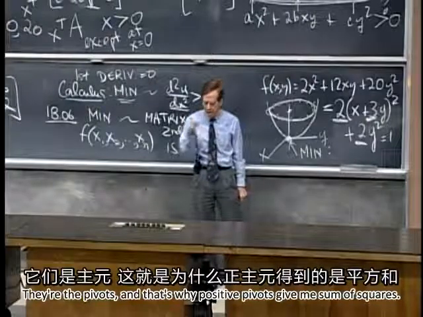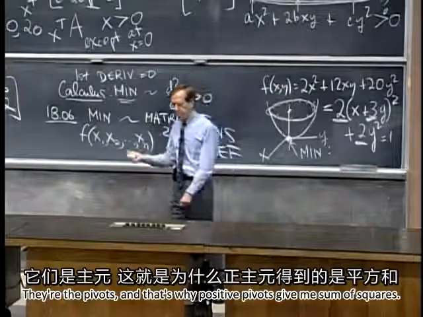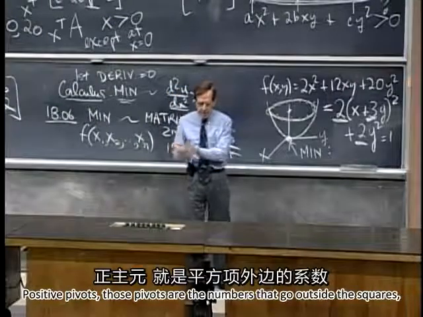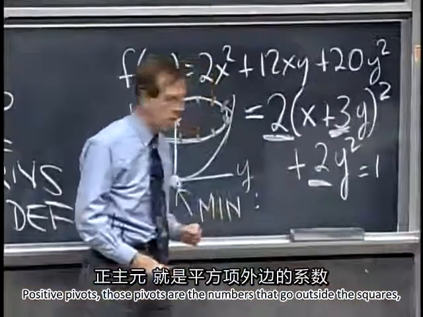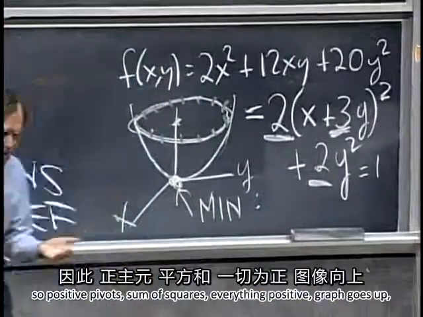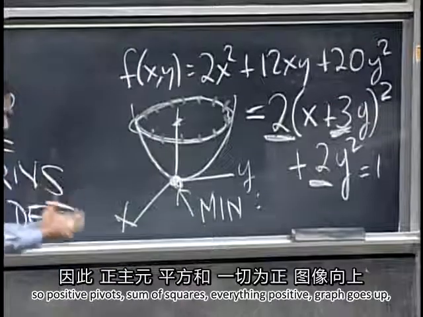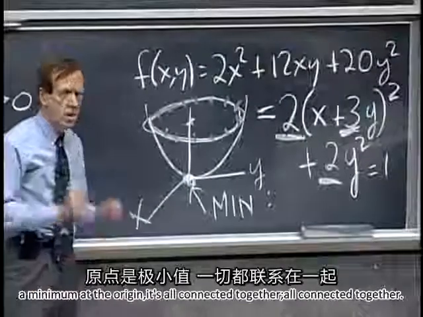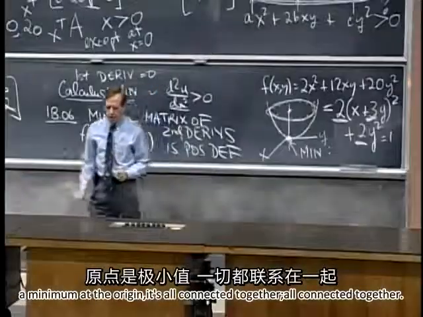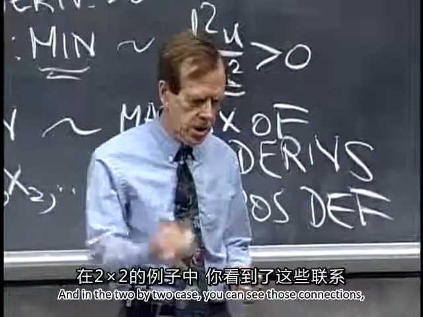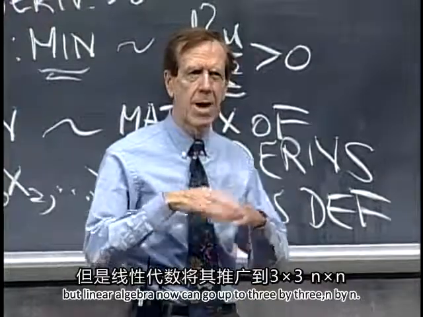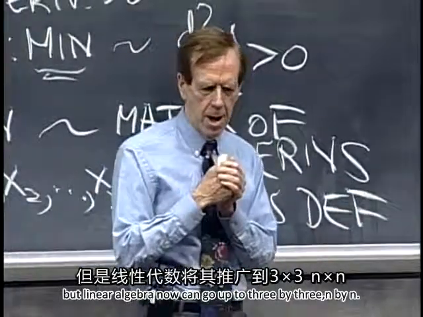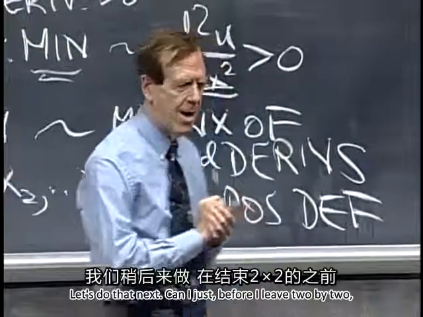They're the pivots. And that's why positive pivots give me sum of squares. Those pivots are the numbers that go outside the squares. So positive pivots, sum of squares, everything positive, graph goes up, a minimum at the origin. It's all connected together. And in the 2 by 2 case, you can see those connections. But linear algebra now can go up to 3 by 3, n by n. And let's do that next.